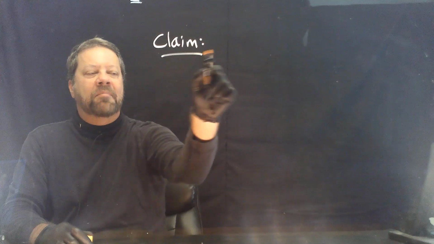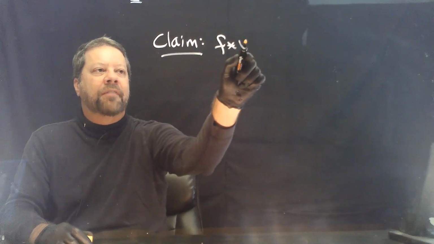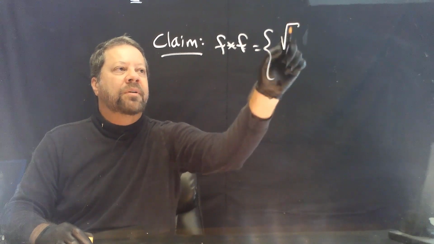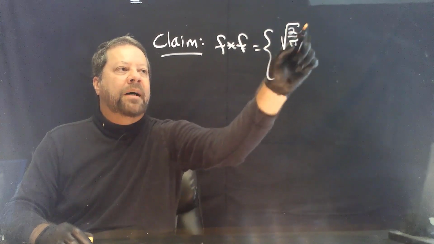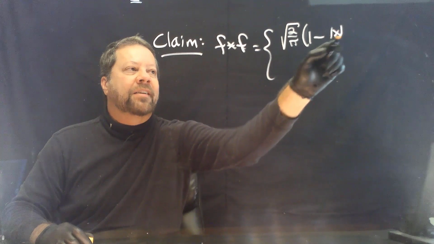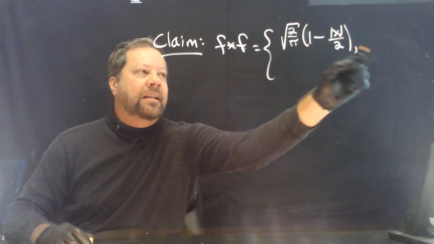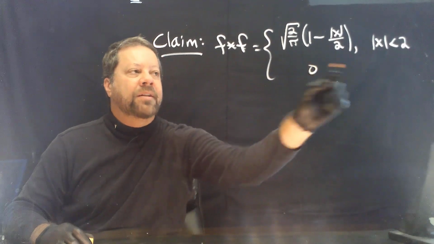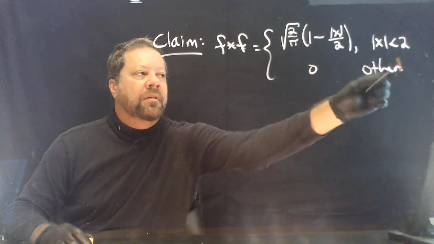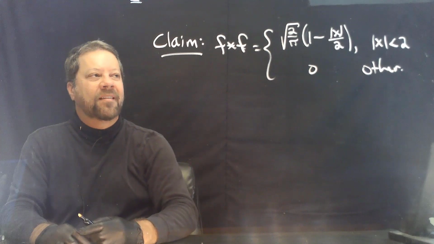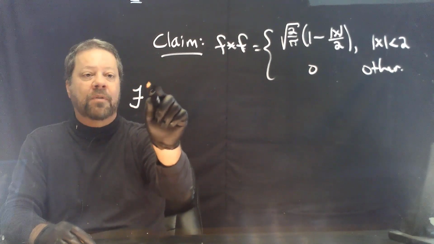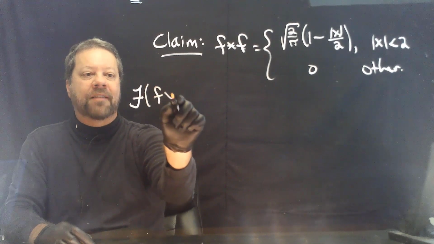We make the claim that f convolved with f is the square root of 2 over pi times 1 minus the absolute value of x over 2, at least on the domain between negative 2 and 2, and 0 otherwise. We prove this claim by calculating the Fourier transform of this hypothesized f convolved with f.